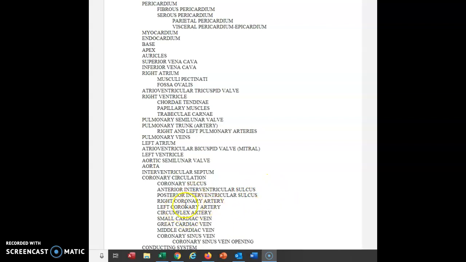Next, we have the right coronary artery, left coronary artery, circumflex artery, small cardiac vein, great cardiac vein, middle cardiac vein, and coronary sinus vein, and then finally the coronary sinus vein opening. So we're going to be looking at these things. And what I will tell you about these right now is that when we hear of a blockage being in the heart, we're not blocking huge blood vessels like our superior vena cava or aorta. We're blocking these blood vessels that are literally taking blood back to the heart itself.